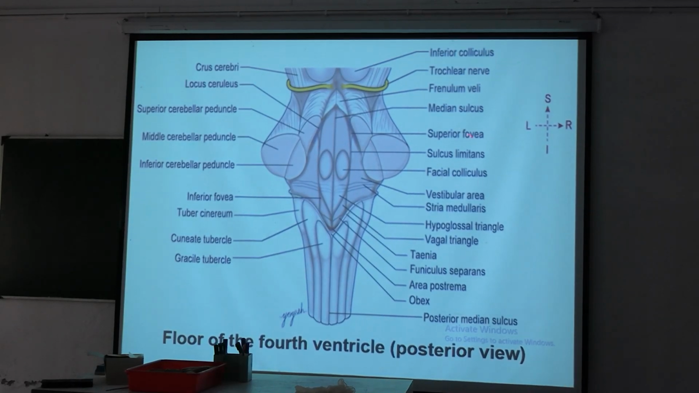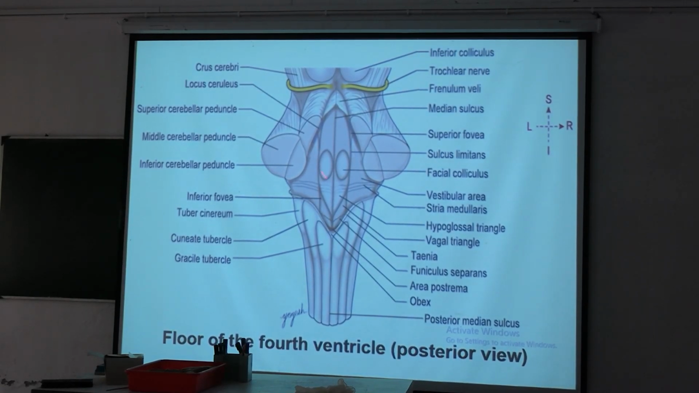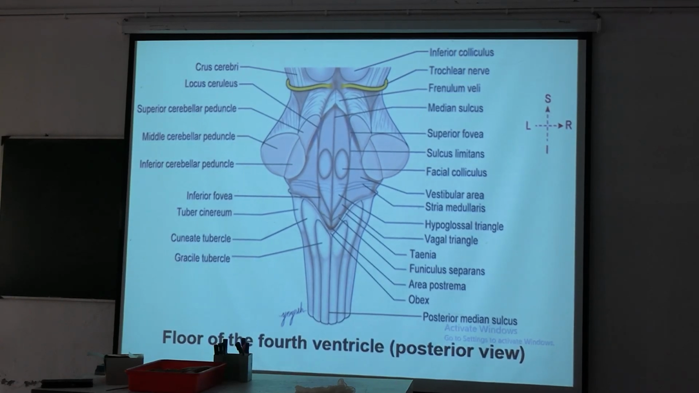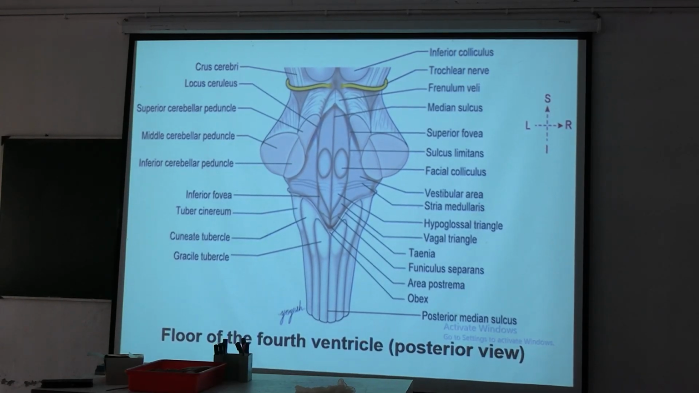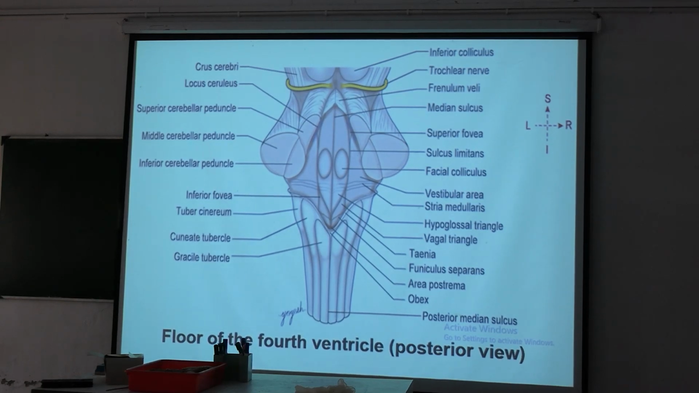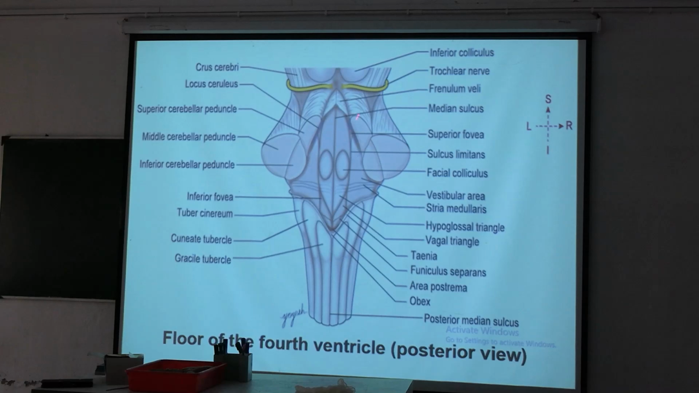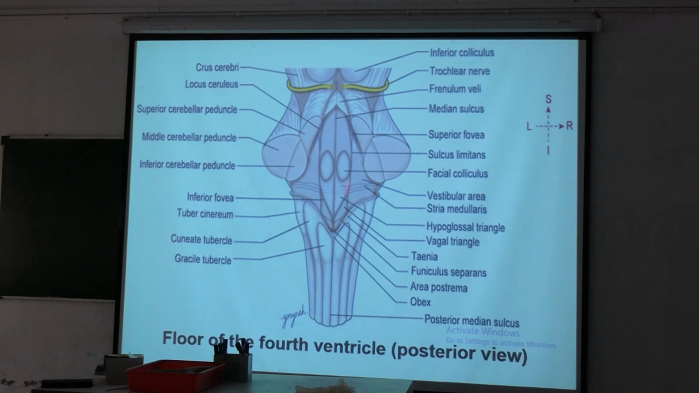median eminence. Okay, median eminence. Near the middle or towards the lower side, two rounded structures you will see. These are facial colliculi. Here lies the abducent nerve nucleus, sixth nerve nucleus, surrounded by the internal genu of the facial nerve. And lateral to this median eminence, here is the sulcus limitans. Okay, at the upper end of sulcus limitans, superior fovea, and the lower end will be the inferior fovea.